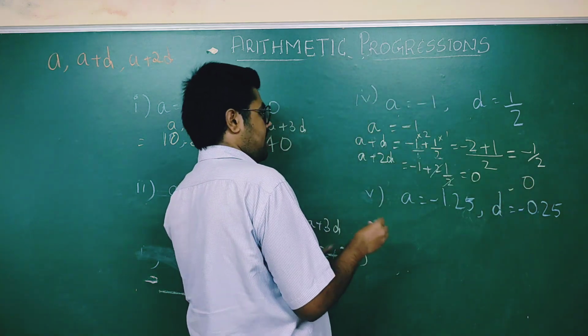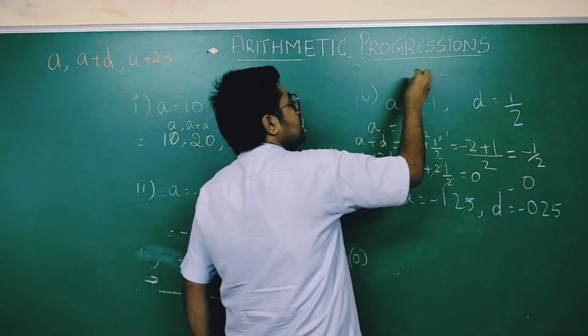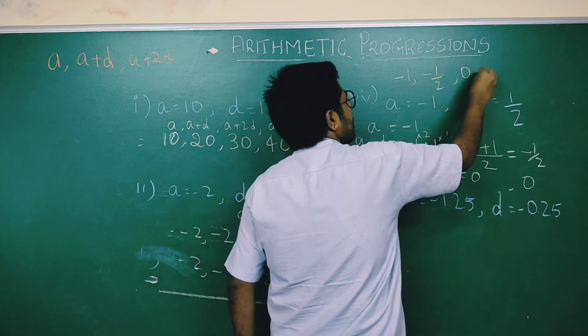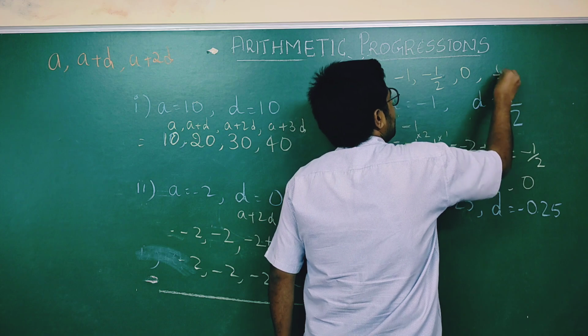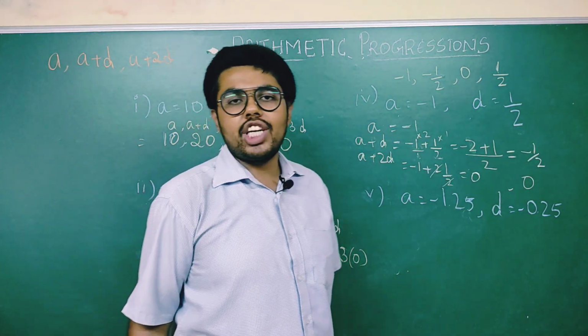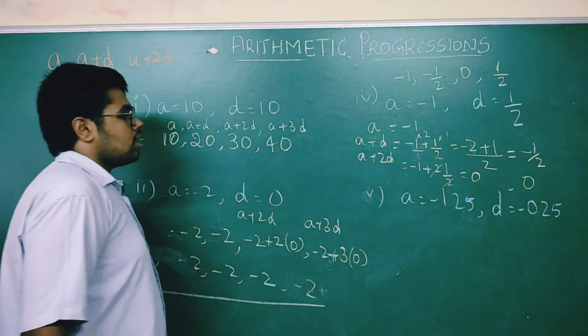So what is the AP? The AP is very simple. You can just write the AP here above. It is minus 1, then minus half, then 0. Can you tell me the next number? The next number must be plus half. It is an increasing AP. See, the difference is plus. So if the common difference is positive, that means the AP will increase, right? Yes. So now let us go to the last problem.